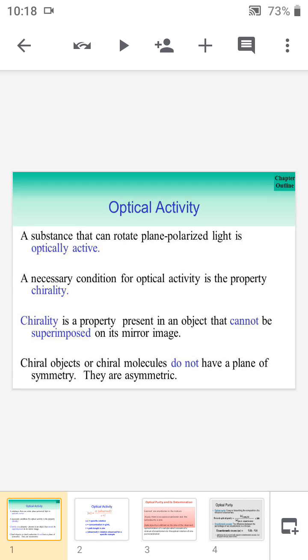We studied in the 4th semester the difference between asymmetric and disymmetric molecules. An asymmetric molecule means a molecule which does not have any element of symmetry. And a disymmetric molecule means a molecule which does not have a plane of symmetry. So every asymmetric molecule is disymmetric, but every disymmetric molecule is not asymmetric.